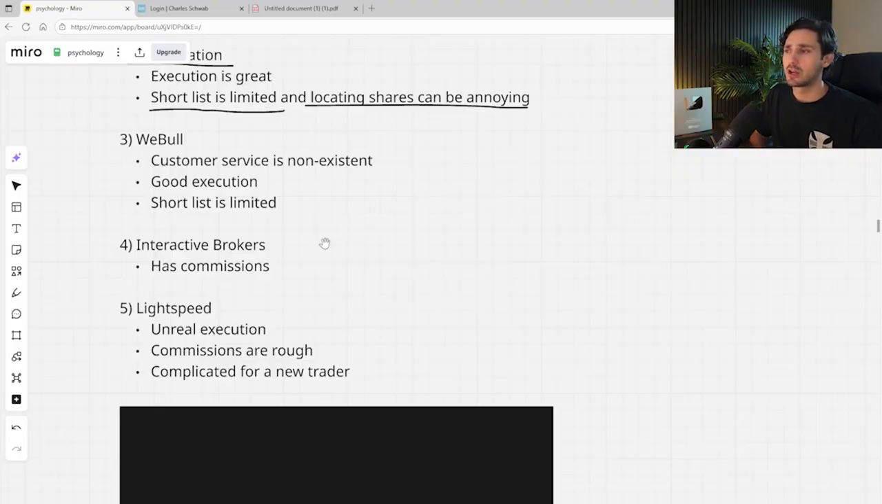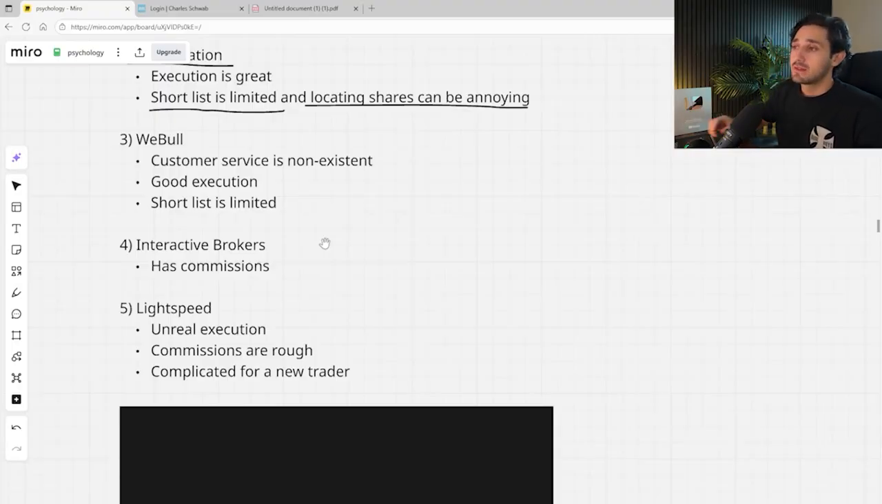Next, we have Lightspeed, and there's a bunch of platforms similar to Lightspeed, also like Cobra Trading. And the only issue with Lightspeed is that they have big commissions, but the execution on Lightspeed is amazing. And I think it's actually pretty complicated for a new trader. That's another con. And you could also customize your routing on Lightspeed. So I would say if you're a trader who's trading massive size, where you don't really care about paying 500 to 2,000 a day in commissions, you're trading massive size, you're going for 20, 30, 40, 50K days, Lightspeed is probably your best option. However, the commissions are super rough, but the execution is excellent.